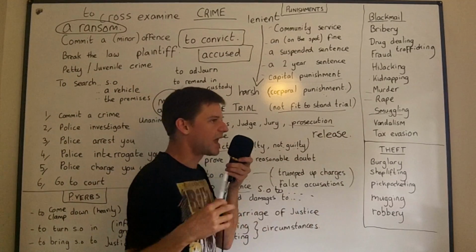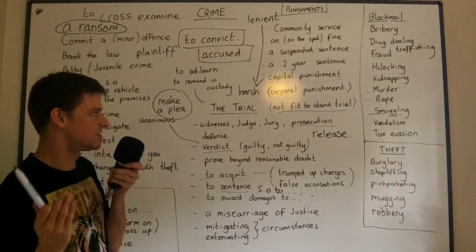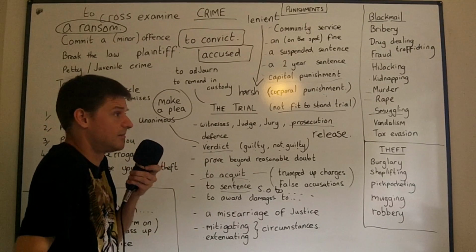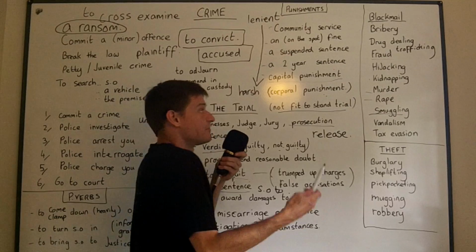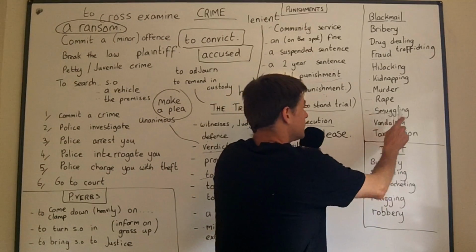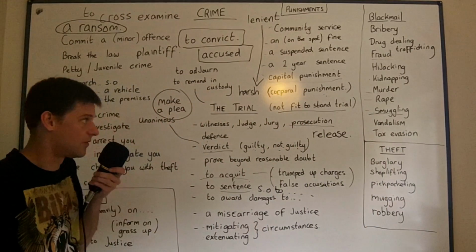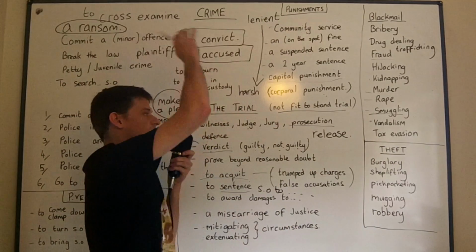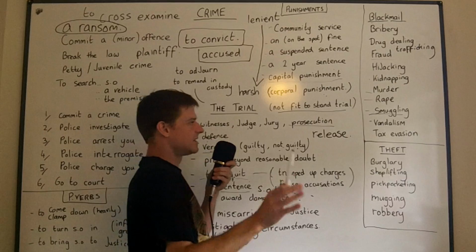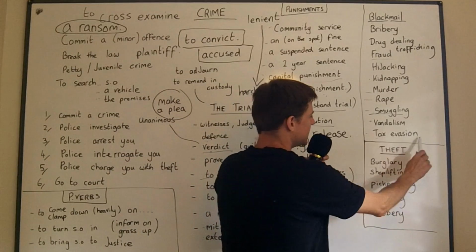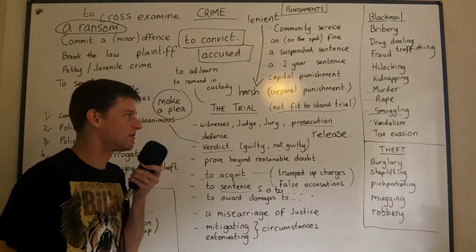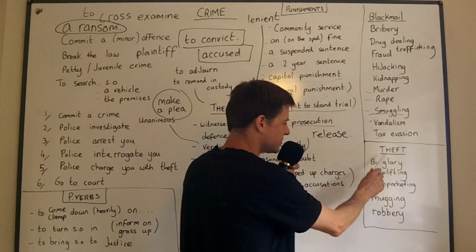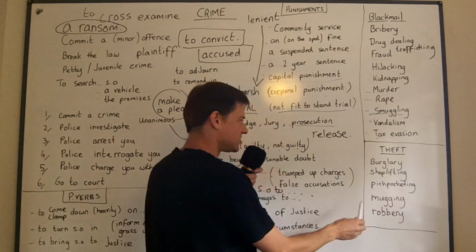Smuggling is taking any illegal substances over the border. It could be drugs, it could even be people, illegal immigrants or something like that, people smuggling. But it could be cigarettes, it could be alcohol. Okay, vandalism is just usually the juvenile crime where you break something, mess something up. Tax evasion is avoiding paying tax. Theft has a lot of different categories in English.